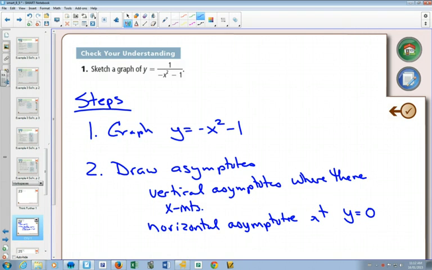So you're going to have a horizontal asymptote at y equals 0 because a parabola gets either really big y values eventually or really big negative y values eventually. So when you do 1 over that, it's going to get really close to 0 but not equal 0 exactly. So we'll have an asymptote at y equals 0.